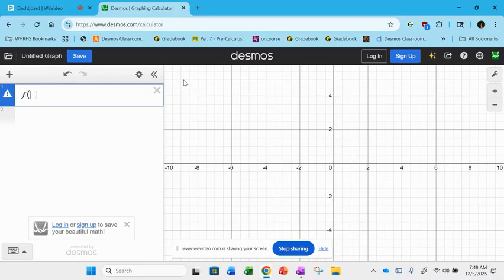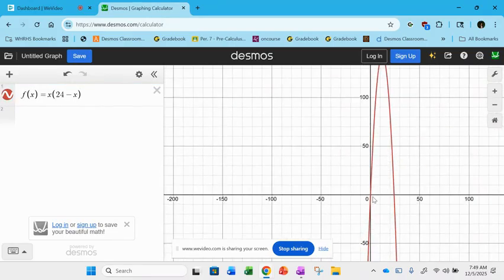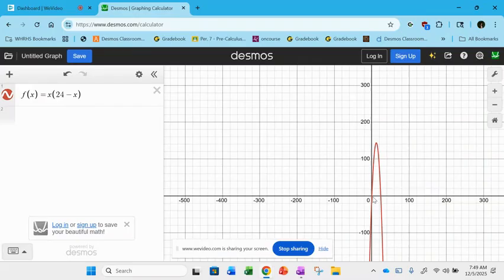And I'm going to put my equation f of x. If you had written y, would it be okay to write y equals instead of f of x equals? Yeah, it's the same thing. They're interchangeable. So f of x equals x times 24 minus x. Did it work? Should work. There we go. Yep. And I'm zooming out so we could see our maximum.